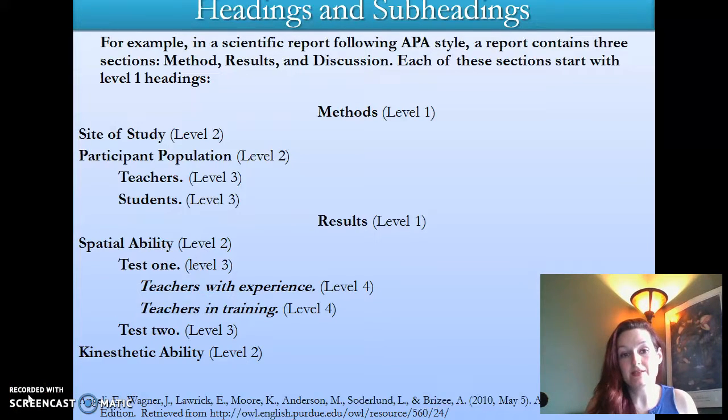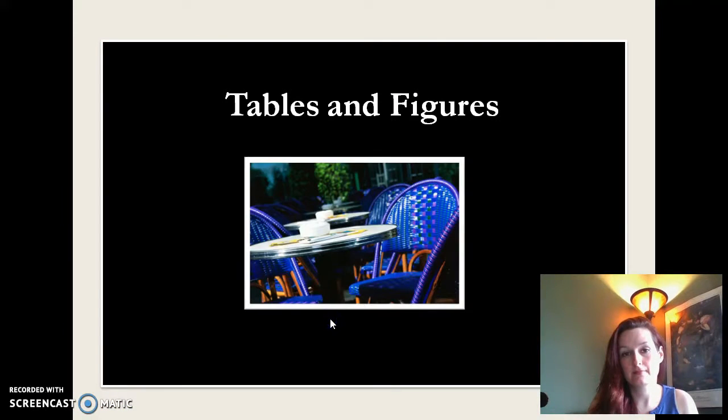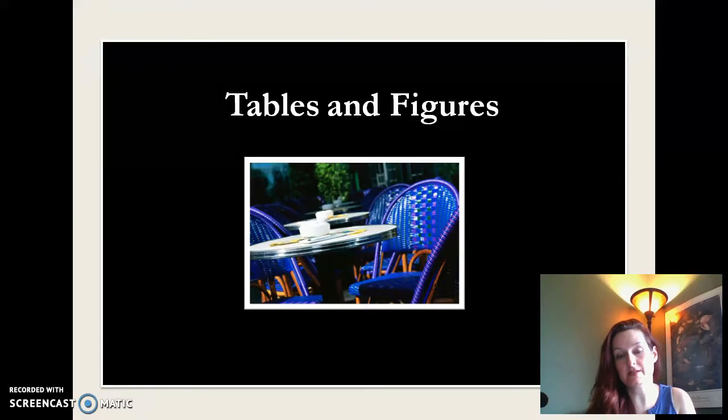So as I was saying, you just need to look at that Purdue OWL resource or your handbook for more examples. Okay, moving on to tables and figures and the most common errors and questions with those.